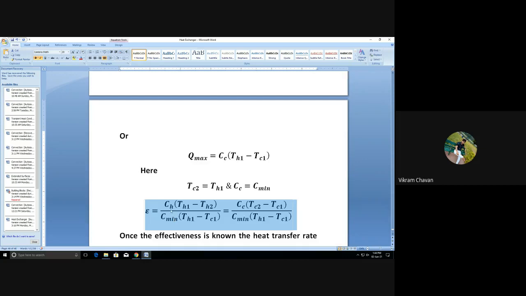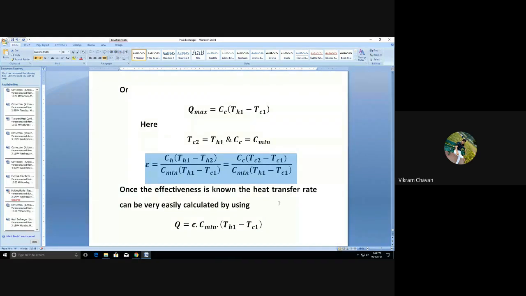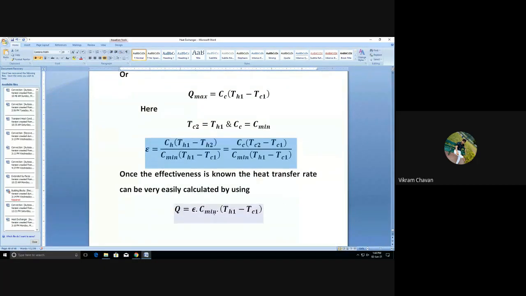Okay, so this is the Q, this is the Q max and this is the eta. So by using the same equation, we can calculate the actual heat transfer rate. Once the effectiveness is known, the heat transfer rate can be easily calculated by using the equation Q is equal to effectiveness, that is nothing but eta, multiplied by C minimum inside the bracket TH1 minus TC1. Getting everyone? Is there any question, any doubt about the effectiveness?